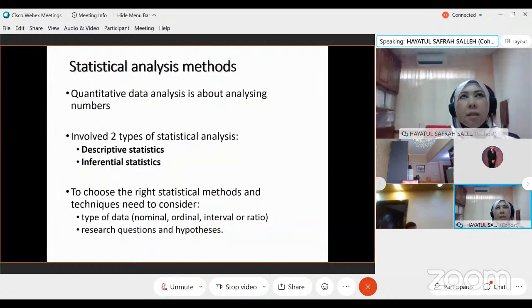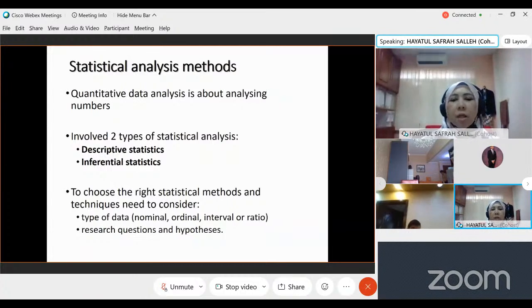Okay, statistical analysis methods. Quantitative data analysis is about analyzing numbers. Again, in the beginning I already explained it to you. Quantitative data is about numbers, because we translate all those variables and all those statements and items in measurement into numbers, so that it's easier to analyze using any software. For example, we can use SPSS, we can use PLS-SEM, a lot of software that is suitable for your study.